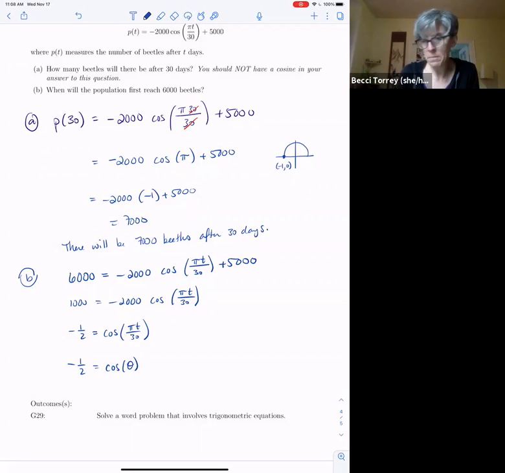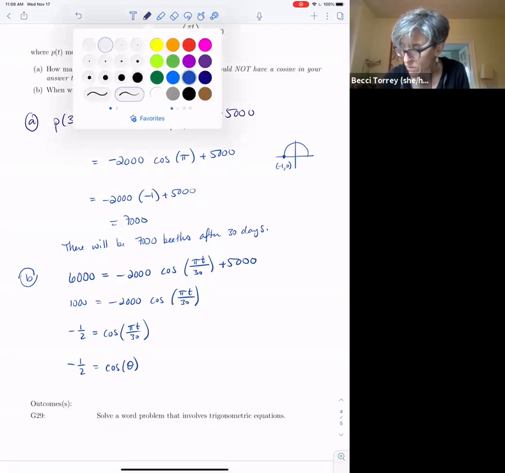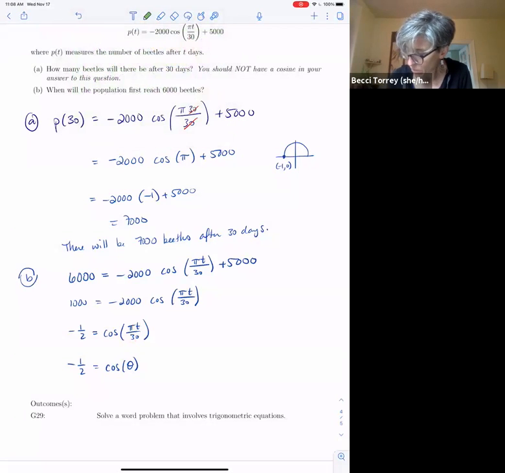So this is just solving our basic trig equations, where we're just replacing this complicated inside part, pi t over 30, by theta. So it's really nice if you also give yourself a little note, or the person who's reading your work, to say, oh, well, we're going to let theta be equal to pi t over 30.